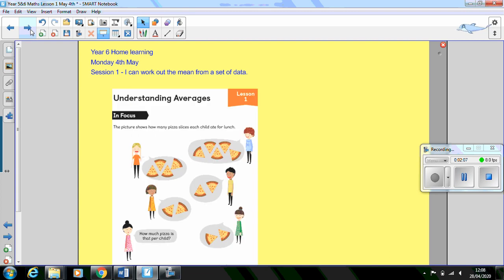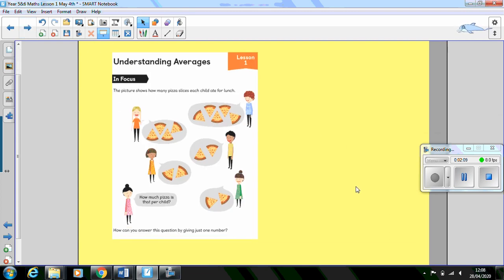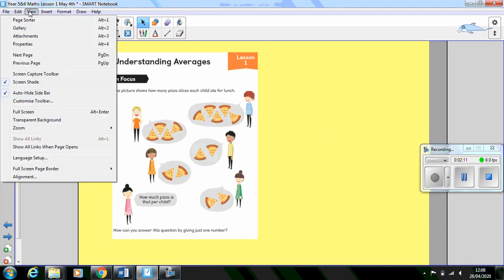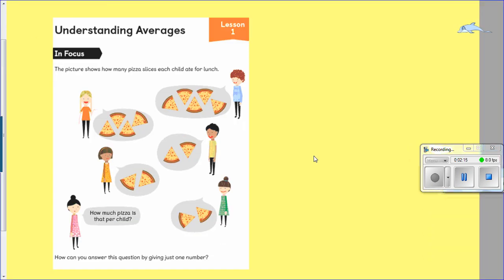And to start with, this is our in focus. I want you to have a look at it, and I'm going to zoom in to the full screen so that we can see it a little bit easier. This picture shows how many pizza slices each child ate for lunch. We've got 1, 2, 3, 4, 5 children, and then we've got the question, how much pizza is that per child? How can you answer this question by giving just one number?